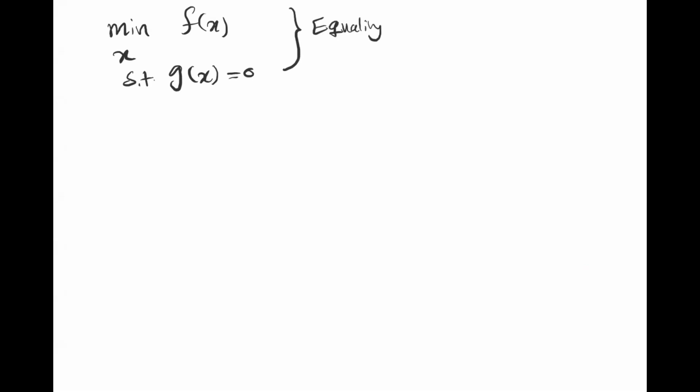All right, just to wrap up this lecture, we talked about minimizing f of x subject to g of x is equal to 0. We call this equality constraint optimization. Then we talked about how to solve this problem with KKT conditions.